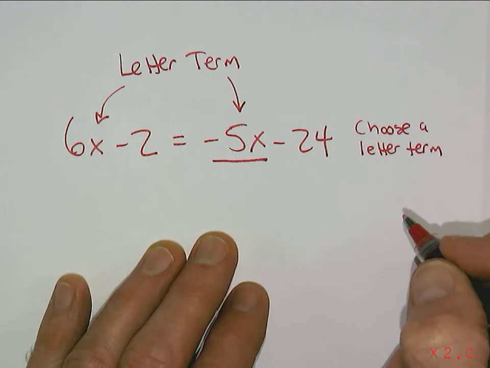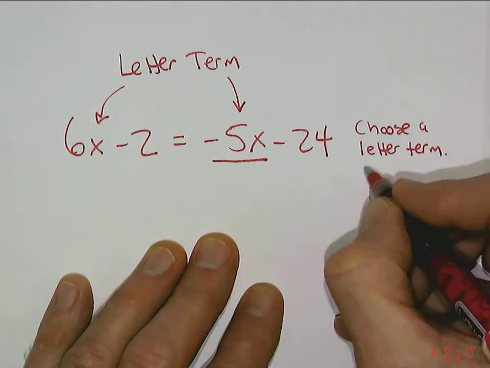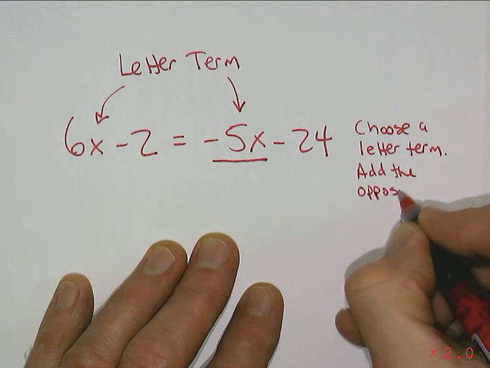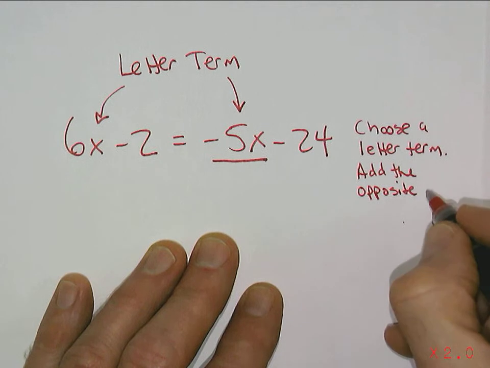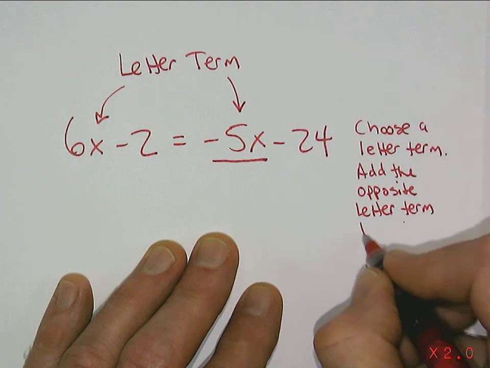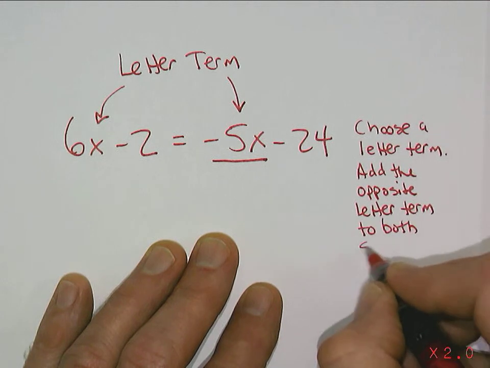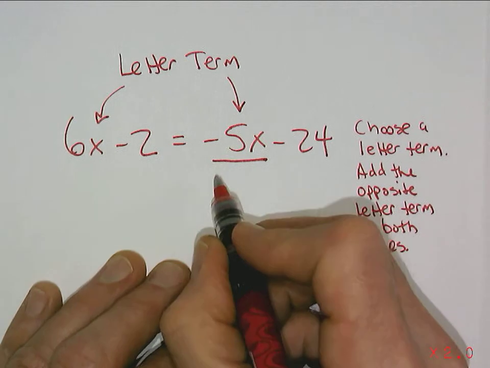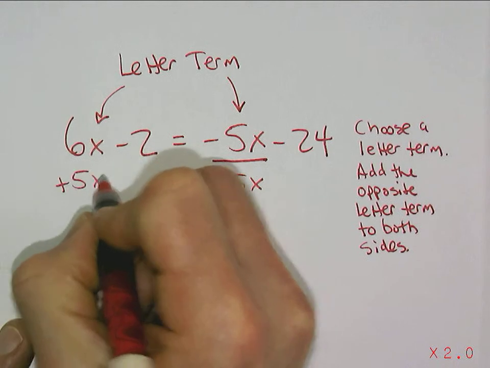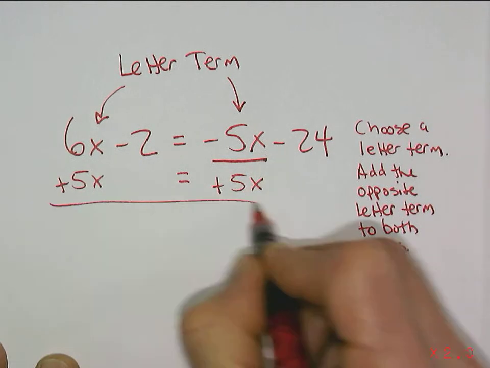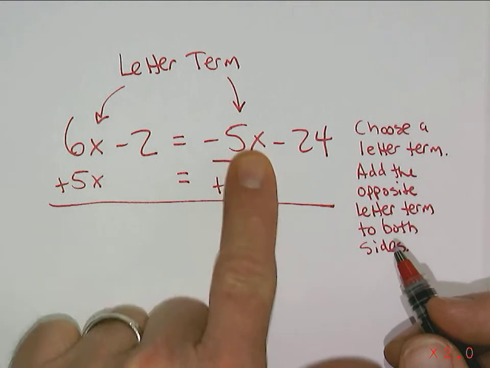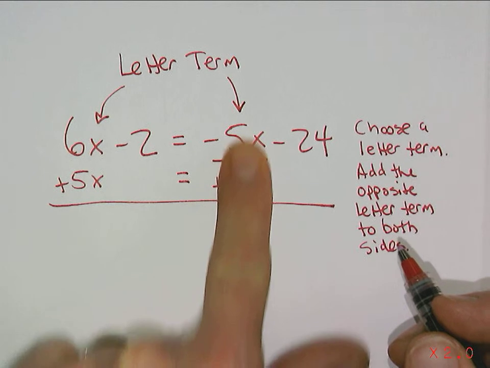So I'm going to choose a letter term, and then I'm going to add the opposite letter term to both sides. So the opposite of negative 5x is positive 5x. I'm going to add it to both sides, letter term to letter term. I'm not adding it to the 2 or the 24. I'm taking it from here to get it away from here, to make it go away on this side.